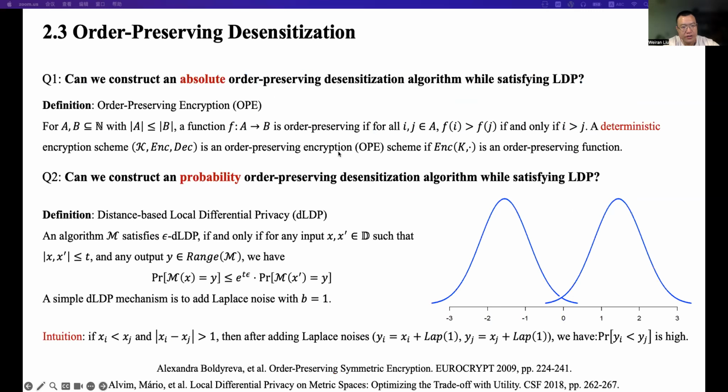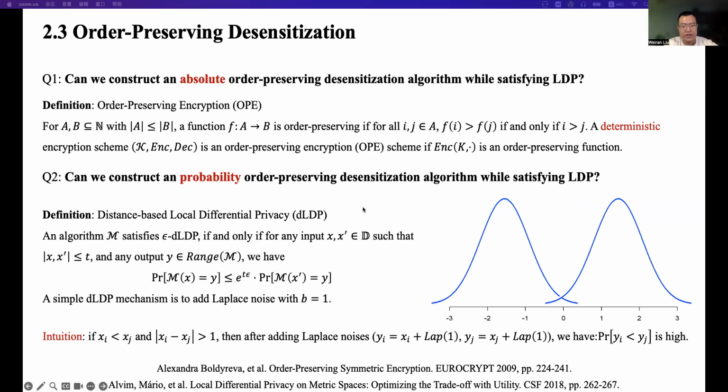Now comes the question: can we construct order-preserving desensitization algorithms? The first question is, can we construct an absolute order-preserving desensitization algorithm while satisfying LDP? If you are familiar with cryptography, this relates to the definition of order-preserving encryption. However, order-preserving encryption is a deterministic scheme, and all differentially private algorithms should be randomized algorithms. It seems challenging to construct an absolute order-preserving desensitization algorithm with LDP guarantee.